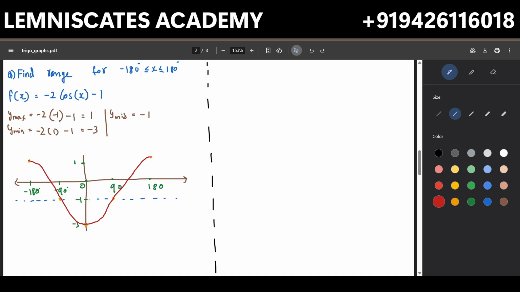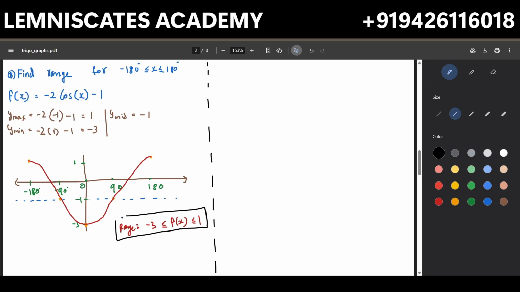and on the spot you are able to see the range going from minus 3 to 1. So the answer over here that you can write is: the range is going to go from minus 3 less than or equal to f of x less than or equal to 1. That will be the answer.